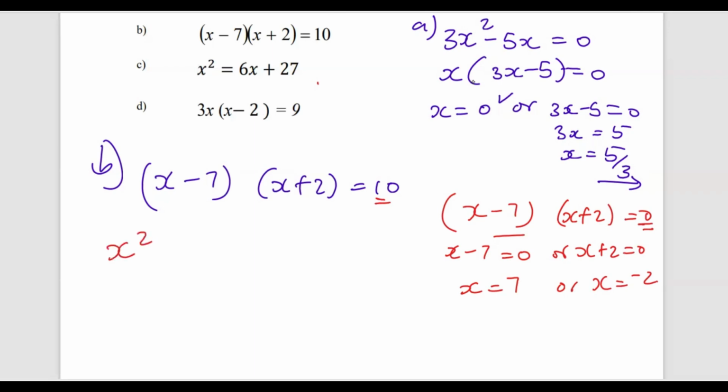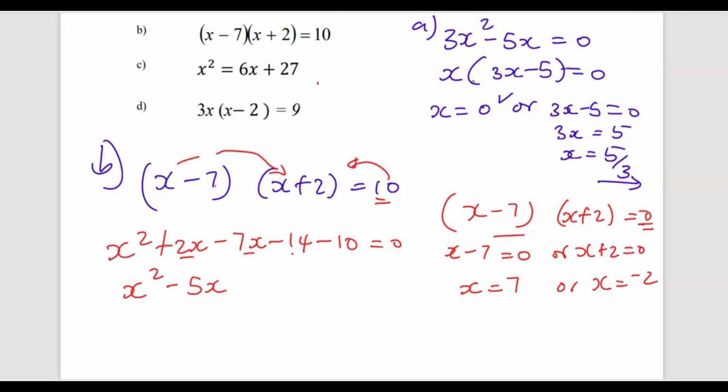So that's going to be x squared using your FOIL. Then this and that is going to be plus 2x minus 7x, and negative 7 times 2 is minus 14. Let's move the 10 that side. Minus 10 is equal to 0. Let's simplify by collecting the like terms. So x squared, this and this is going to be minus 5x. Minus 14 and minus 10 is minus 24 is equal to 0.